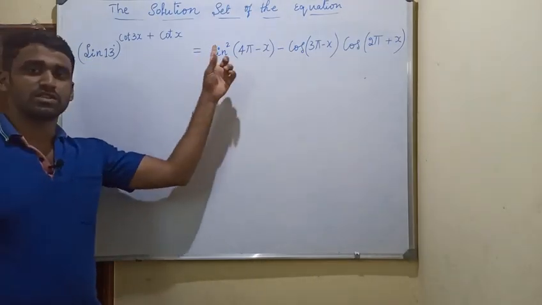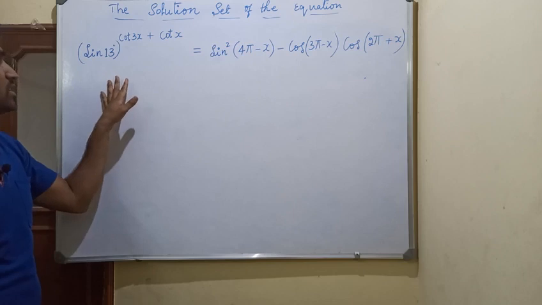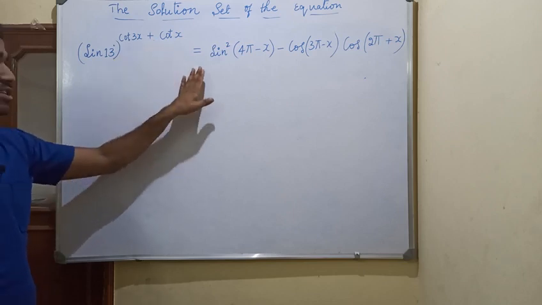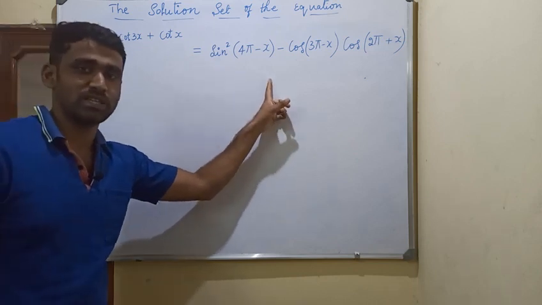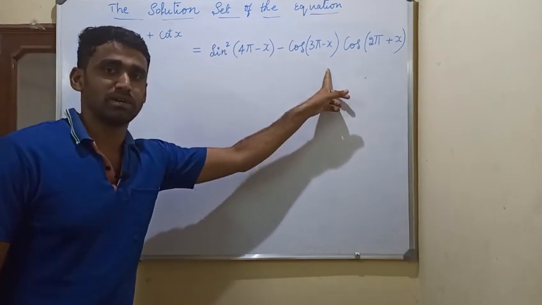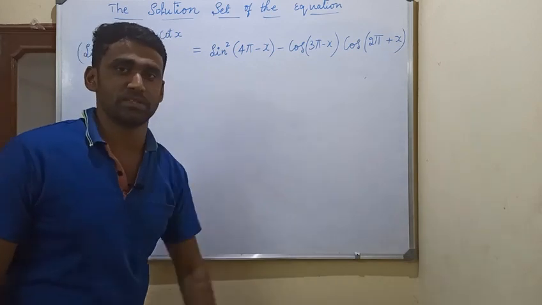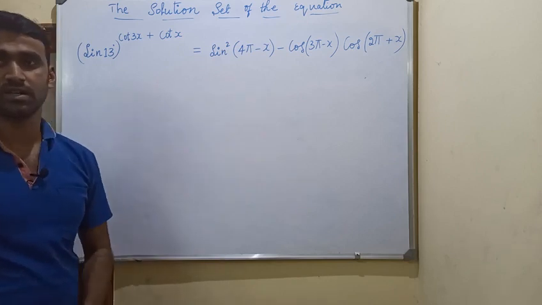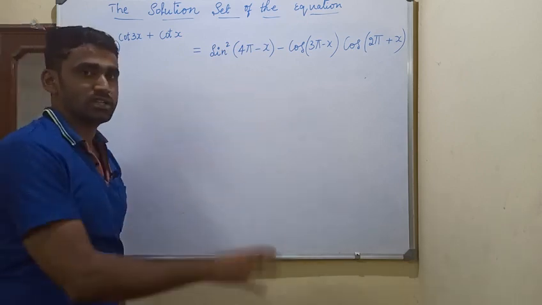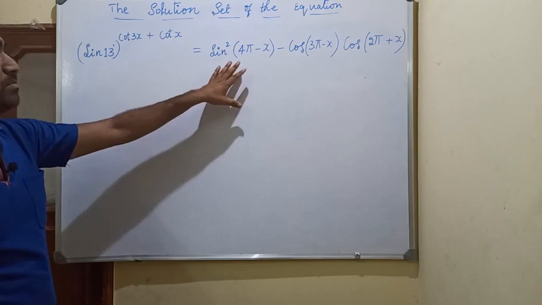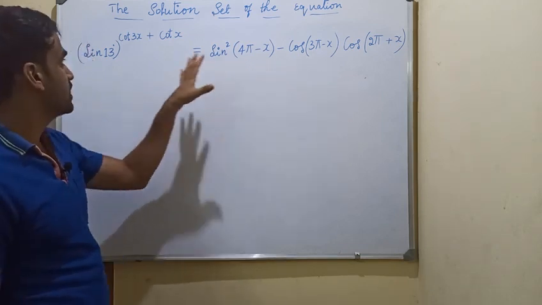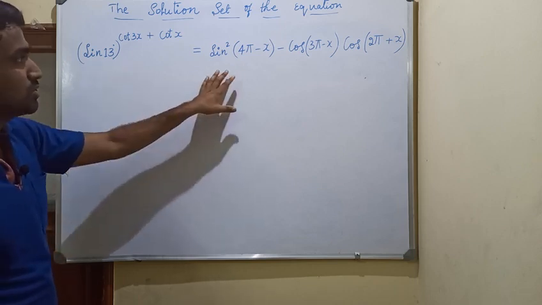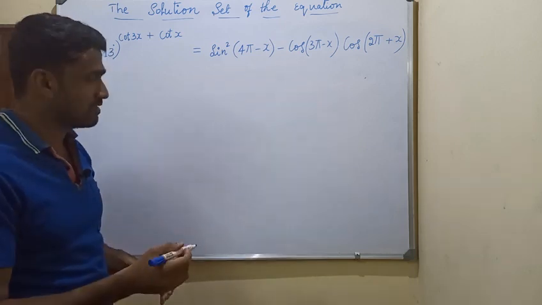The solution set of the given equation (sin 13°)^(cot 3x + cot x) = sin²(4π − x) − cos(3π − x) cos(2π + x) is... In this problem, we need to solve for x. If you see the right hand side of the equation, we can simplify it further. But it is difficult to solve sin 13°.